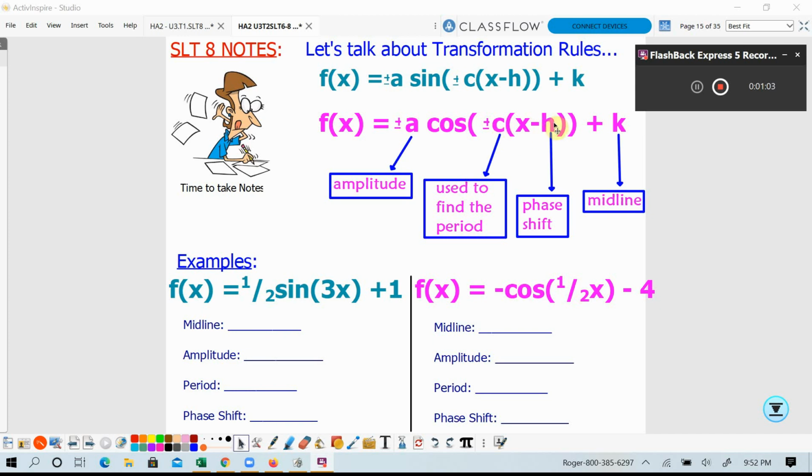H is usually taking care of your translations. That is a translation in terms of transformation, and it moves your graph left to right horizontally. K is a vertical translation. It moves your graph vertically up or down.